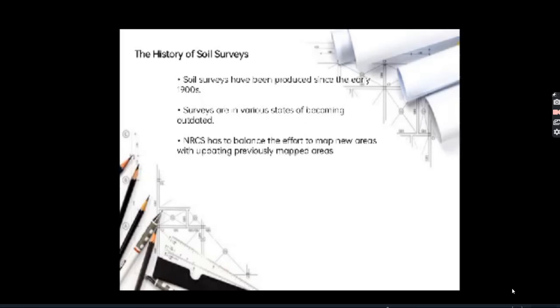The history of soil surveys. Soil surveys have been produced since the early 1900s. Surveys are in various states of becoming outdated. NRCS balances the effort to map new areas with updating previous map areas.